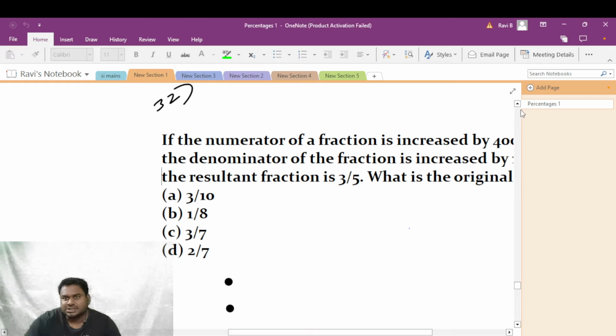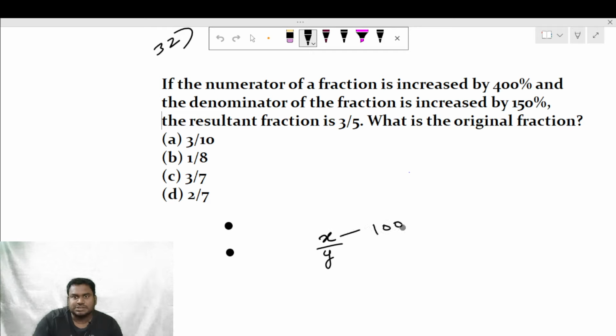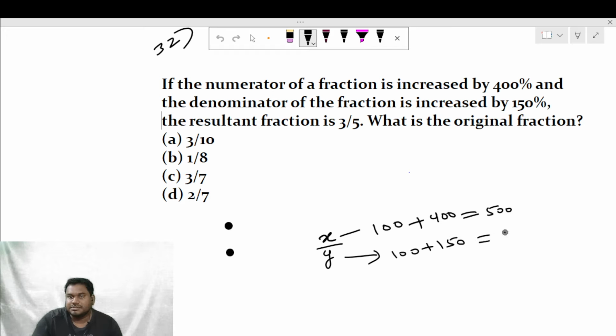The numerator of a fraction is increased by 400%. Suppose the numerator is x; by itself it is 100%. Increase it by 400%, and now it becomes 500%. The denominator is increased by 150%, so it also started at 100%, and now it became 250%.